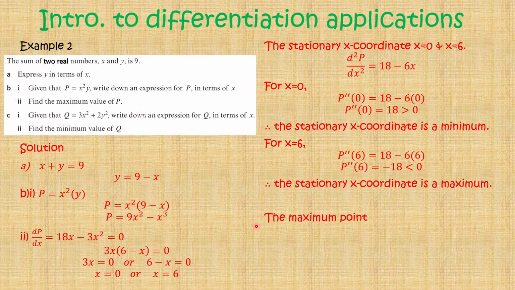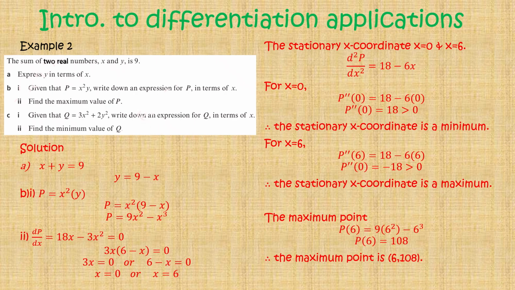So the maximum point then becomes, we need to find the p of 6, because we know that there is the x-coordinate that results in a maximum. So the x-coordinate is 6. So we are going to find the p of 6, so that we have 9 times 6 squared minus 6 cubed. Simplifying that one would give us a p of 6, which is 108. Therefore, now we have the x-coordinate and the y-coordinate. Then the maximum point is (6, 108).